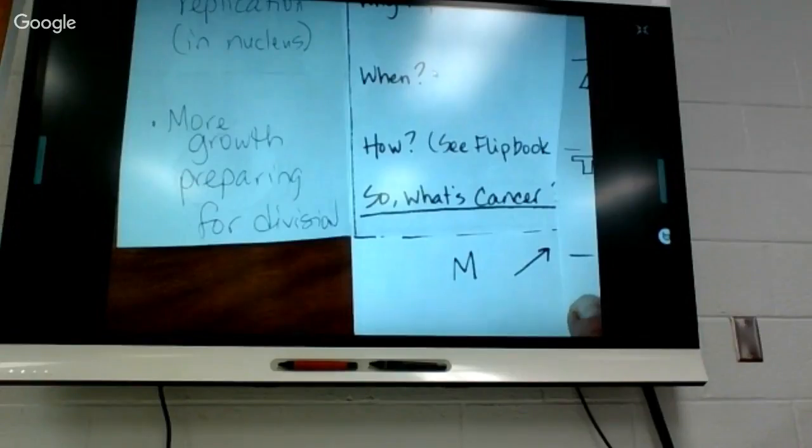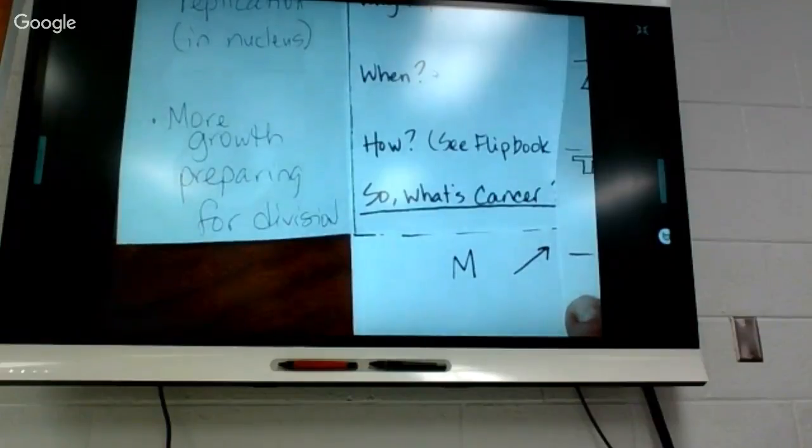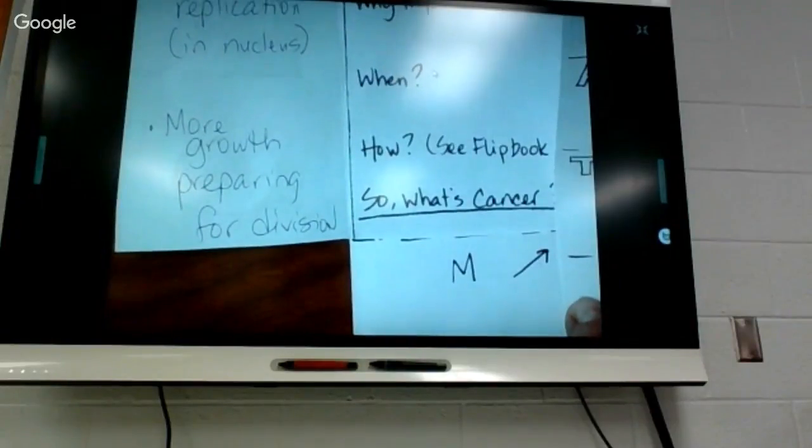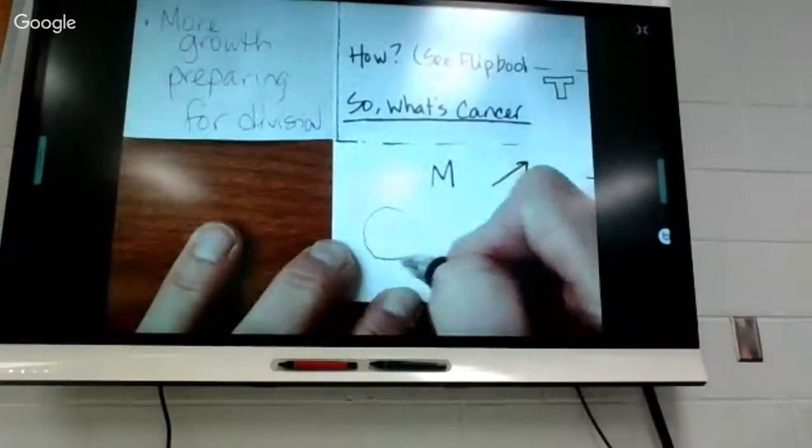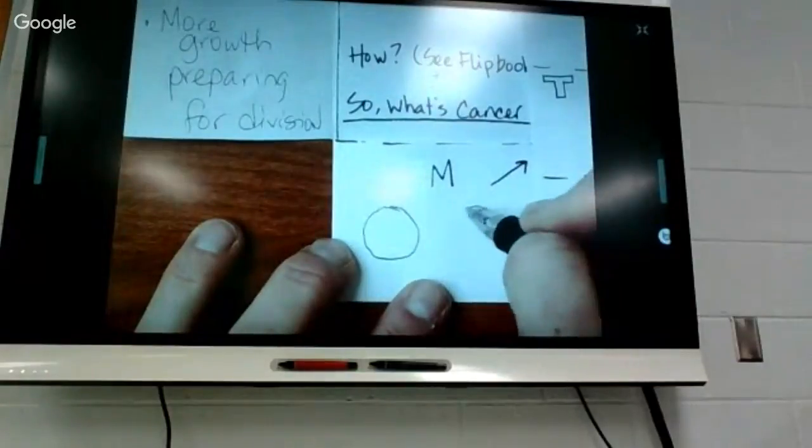So in M, we call that cell division. So what do we end up with after M? What did we draw? Yeah, so it's divided in half totally after cytokinesis. So that's what we're going to draw. So we've got 2 cells after that one has split.